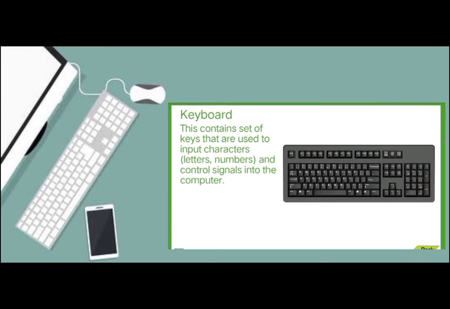The third one is the keyboard. The keyboard contains a set of keys that are used to input characters such as letters or numbers, and it also gives control signals to the computer. For example, in coding, you use the keyboard to input letters and numbers to the computer, and also to give signals. For example, Control plus Alt plus Delete. When you press that on the keyboard, the computer will automatically turn off or power off.